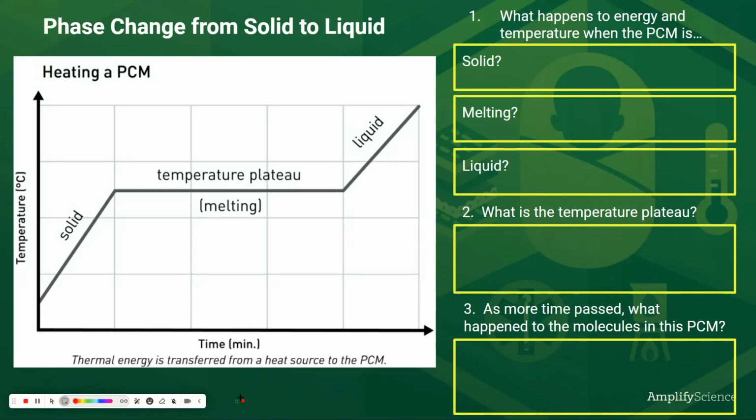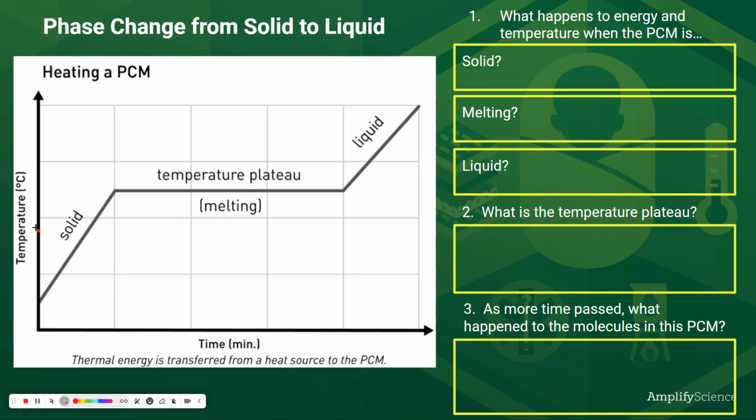Okay, so here we want to understand how to read a PCM graph. This graph is showing us a phase change from solid to liquid. And we know if we do the dance, when we move from a solid to a liquid, our molecules are moving faster, and they're spreading apart, right? That molecular attraction is breaking.